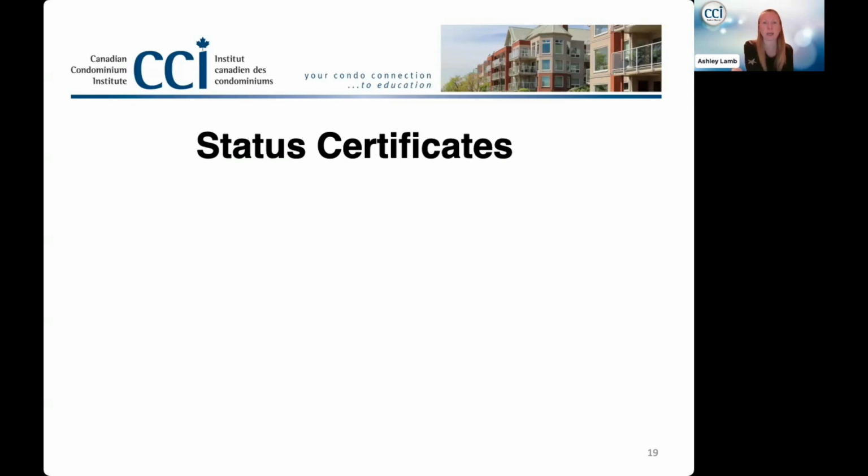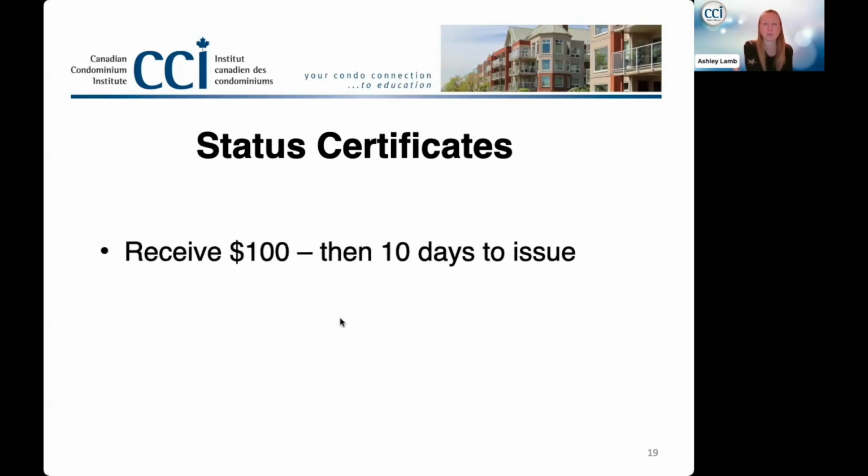So status certificates, they're quite an important legal document that one would normally request if you are purchasing a condominium. So you can review the details of the condominium ahead of time before waiving your conditions and following through with your purchase. There are other reasons to order a status certificate, but that's really the main purpose or the main reason why you would order one.